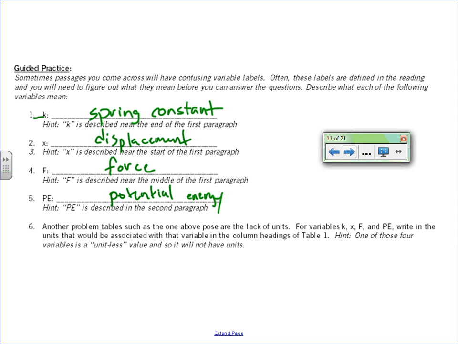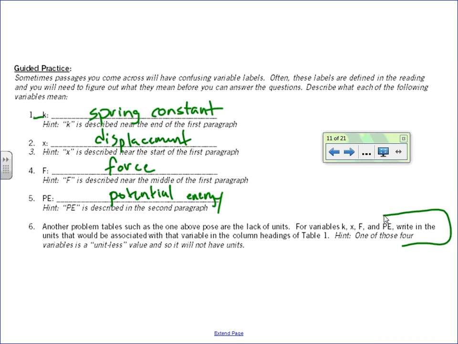If your question is asking you for energy, for example, if you knew what the units of energy were, you actually could eliminate some possible answer choices because they weren't in the right units. All right, so let's take a look at each of these. You'll notice that in question 6, it says another problem tables have is lack of units. But the hint at the end is that one of the 4 variables is unitless and does not have units.